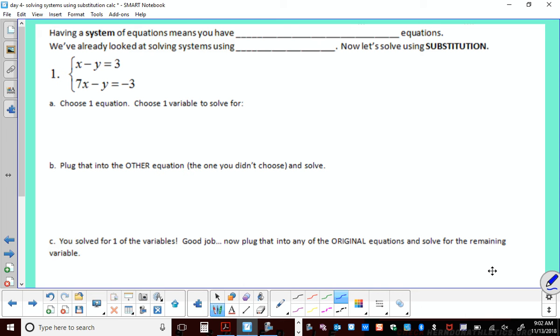All right, so day 4 is our last lesson before the test next class. So having a system of equations means you have 2 equations. We've already looked at solving systems using, let's see here, I'm just gonna say our calculator. Now let's solve using substitution.